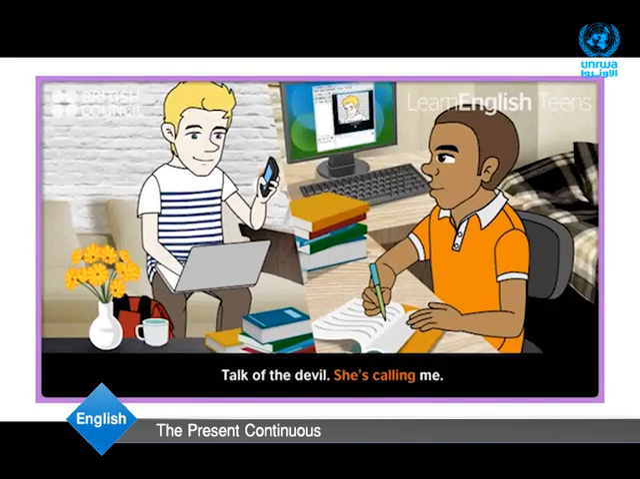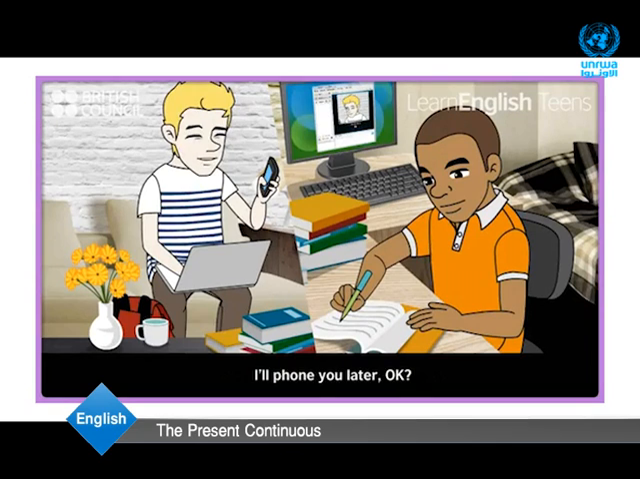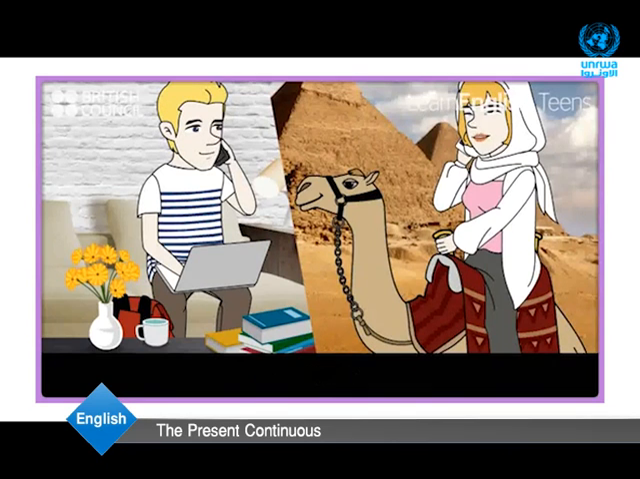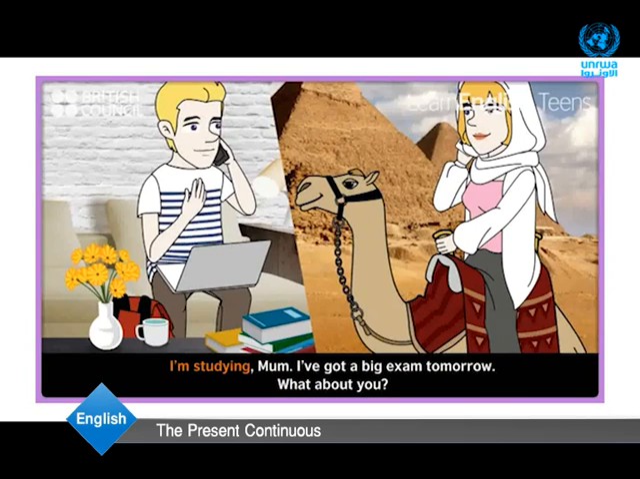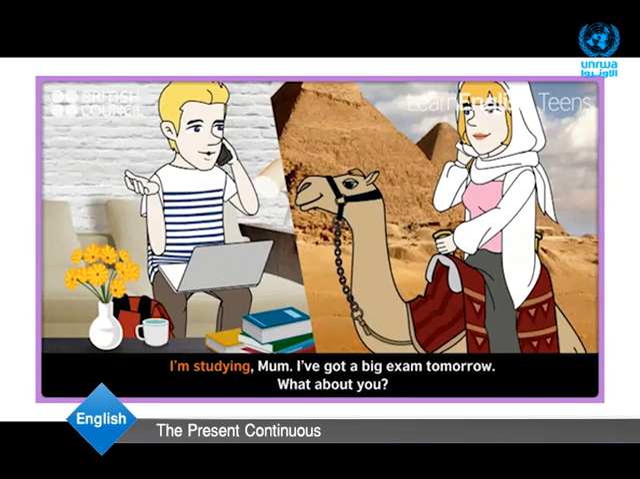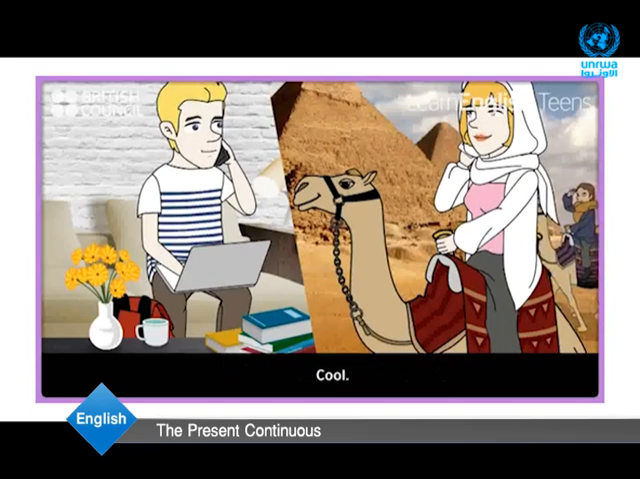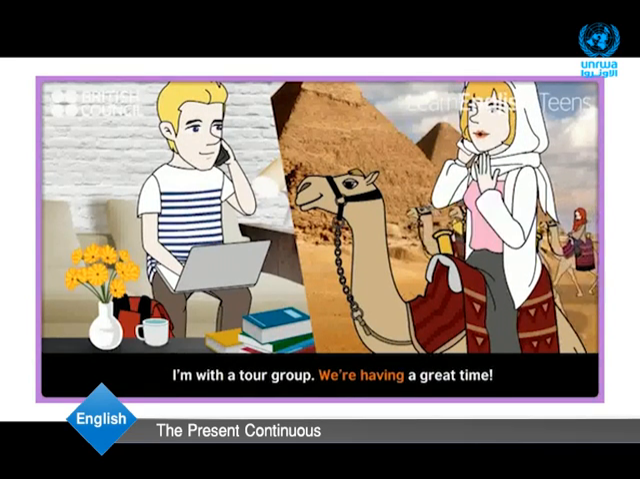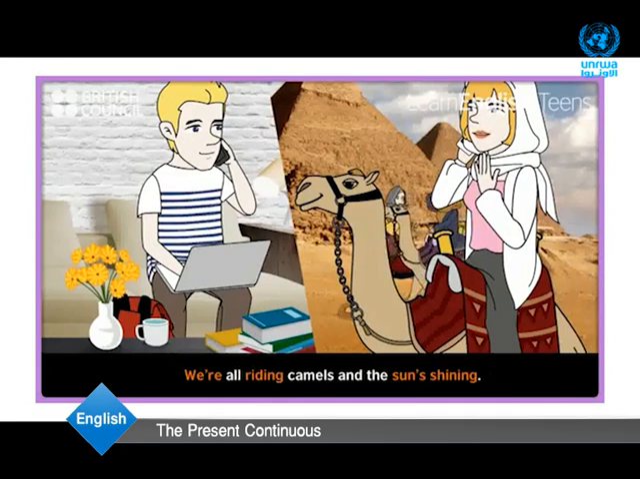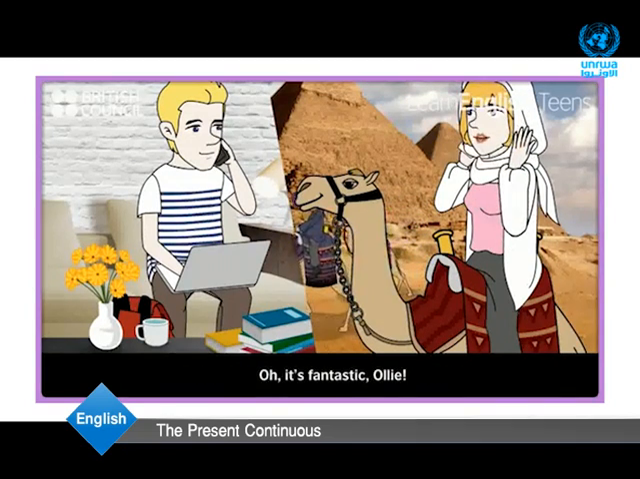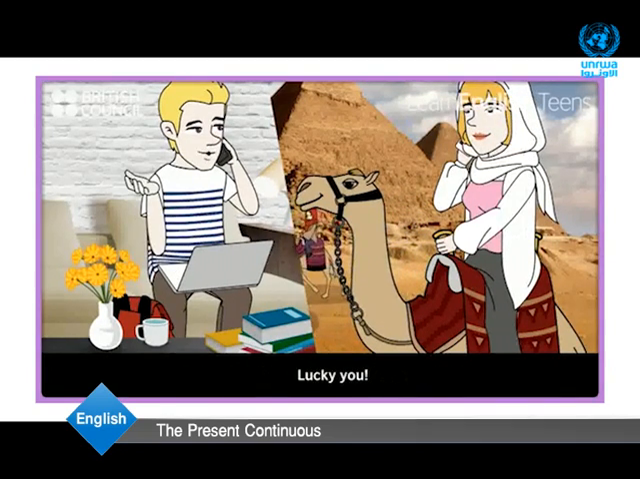Talk of the devil. She's calling me. I'll phone you later, okay? Sure. Hi, Mum. Hello, love. What are you doing? I'm studying, Mum. I've got a big exam tomorrow. What about you? Oh, Ollie, I just had to phone you. I'm riding a camel at the pyramids. Cool. I'm with a tour group. We're having a great time. We're all riding camels and the sun's shining. Oh, it's fantastic, Ollie. Lucky you.